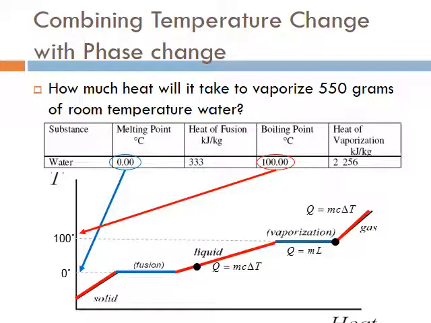There's the Q is equal to MC delta T part. I need to figure out how much energy goes into warming it up to the boiling point, 100 degrees Celsius. And then how much additional heat it takes to change phases from liquid to gas. So this is really a two-step problem. So I just say, hey, look, I want to know the total heat. Q is equal to MC delta T plus ML. And I can go ahead and solve.